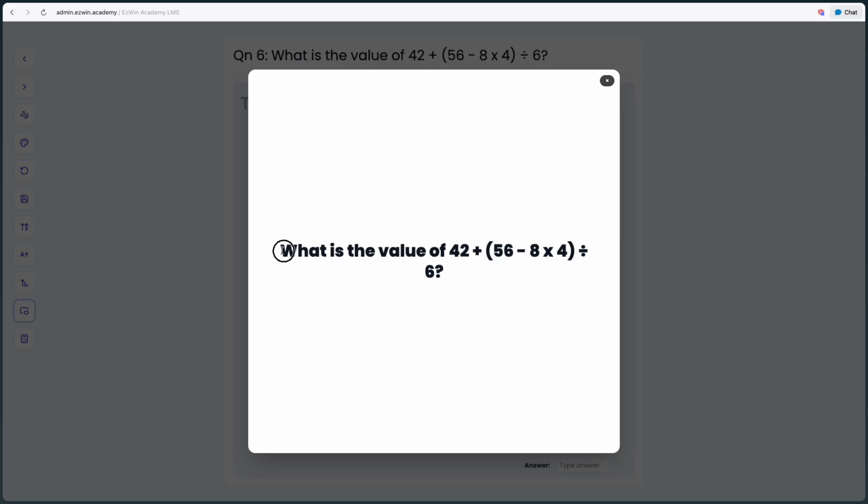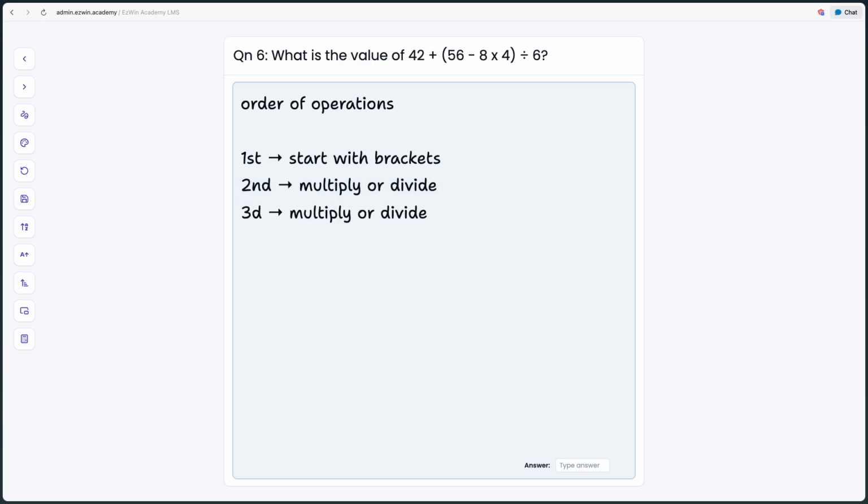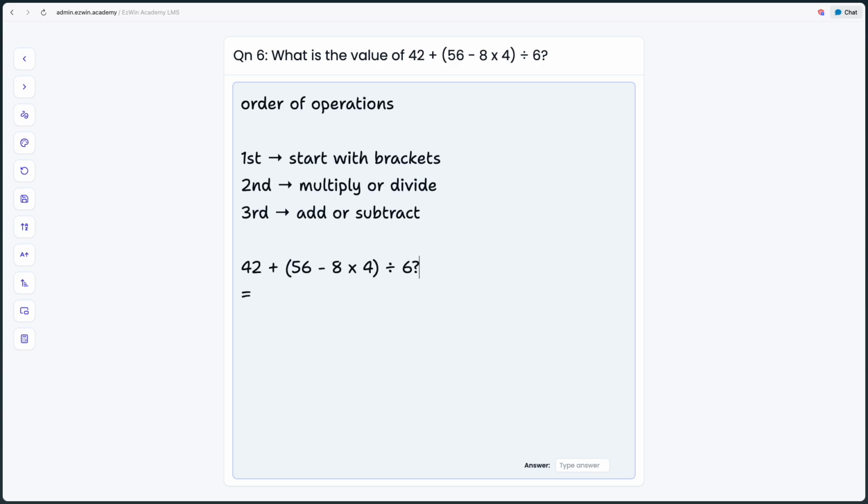Question 6. What is the value of 42 plus bracket 56 minus 8 times 4 divided by 6? So in this case, this is the order of operations. First we need to start with brackets. Then after that, we will have multiply or divide. And lastly is add or subtract. So first we need to start with the brackets in this case. So in the brackets, we will do either multiply or divide first.